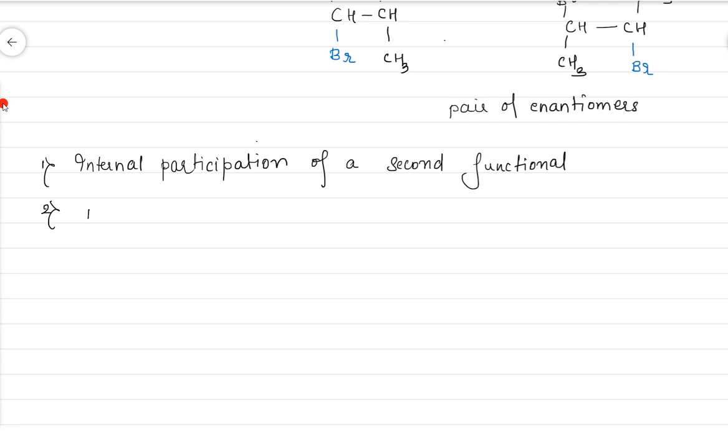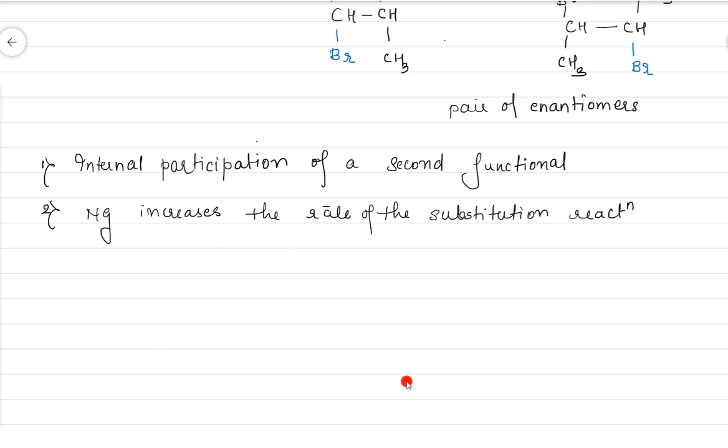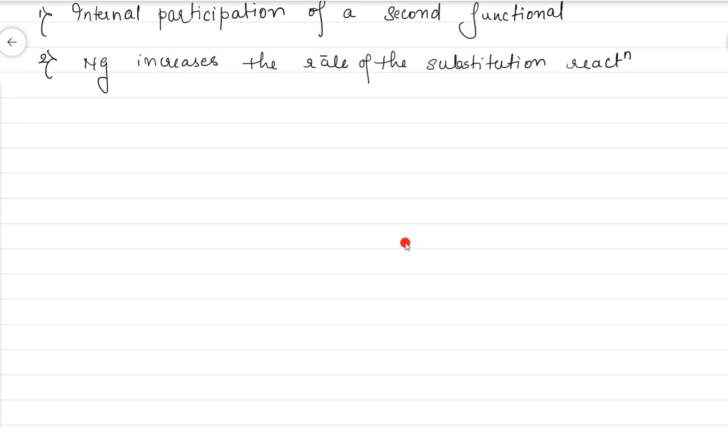Okay. The neighboring group always increases the rate of the reaction. Here we are talking about substitution, so it is increasing the rate of the substitution reaction. What is it increasing? Rate of the substitution reaction. If that neighboring group was absent, the rate would have been slow, or less, compared to when the neighboring group is present.